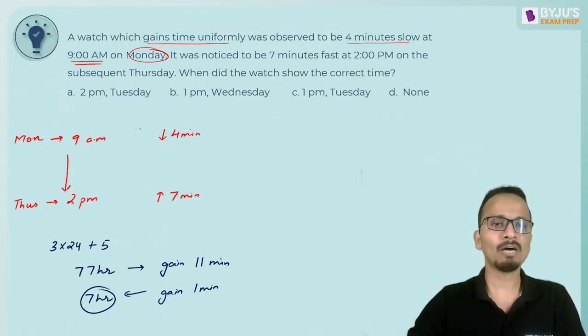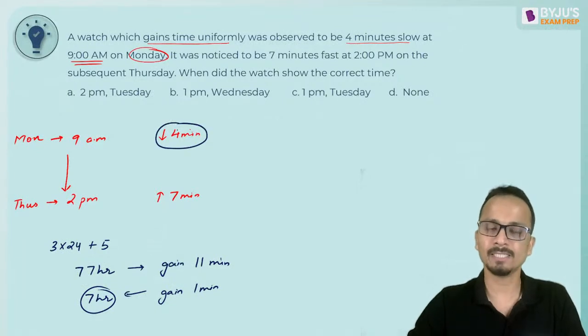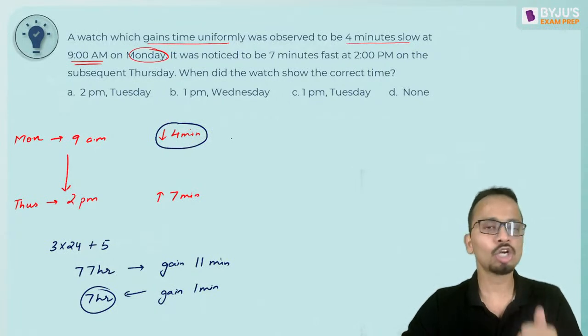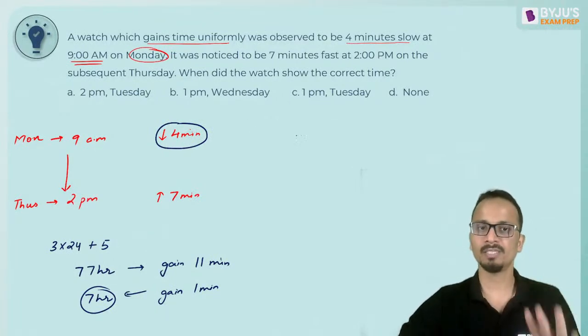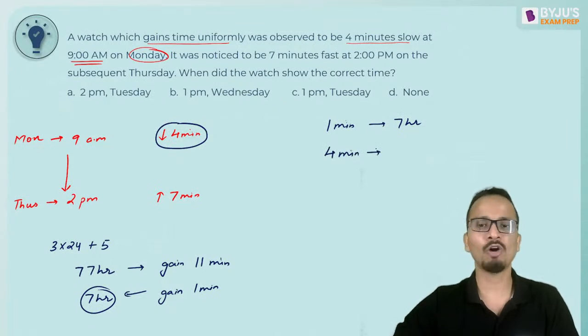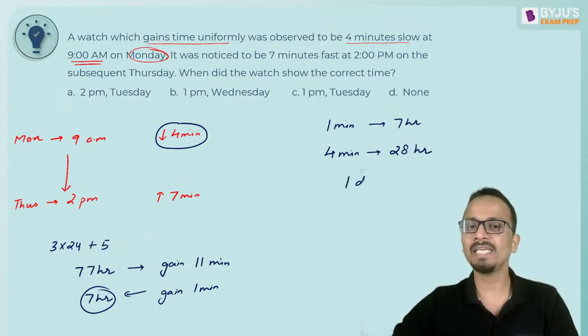Right. Now the clock was 4 minutes behind the correct time on Monday 9 a.m. So we can say that to show the correct time, this clock should gain 4 minutes. Now the clock is gaining 1 minute in 7 hours. So the clock will gain 4 minutes in how many hours? 7 into 4, that is 28 hours. Now 28 hours means one complete day plus 4 hours.